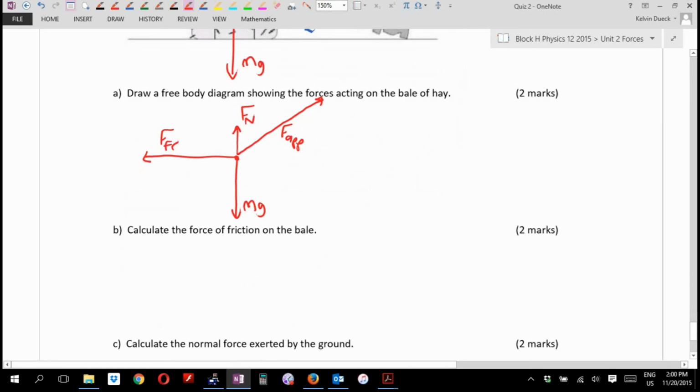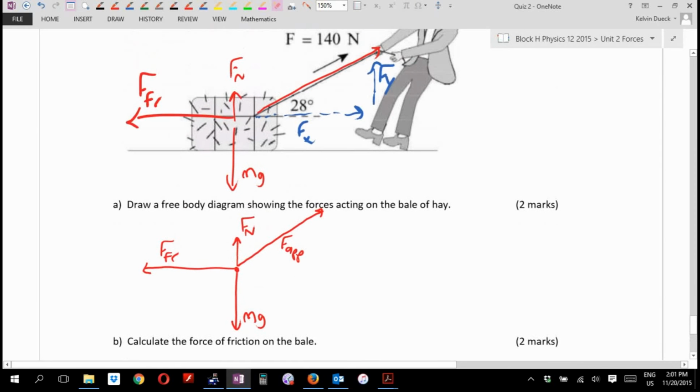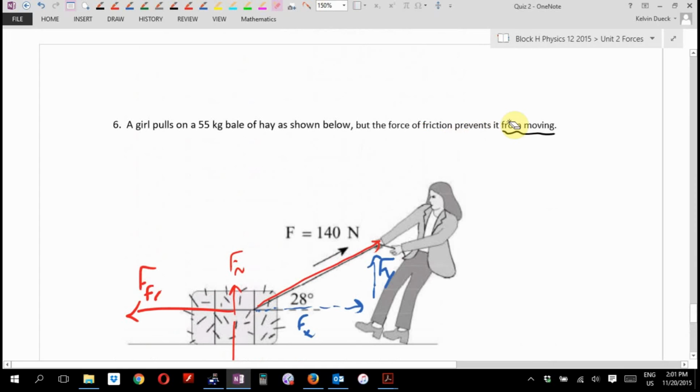Calculate the force of friction. Normally I'd go with mu times the normal force. But I need mu. Did they tell me the coefficient of friction? No. So I've got to find friction indirectly. Let's write an equation. Horizontally, who's winning? It's a tie.